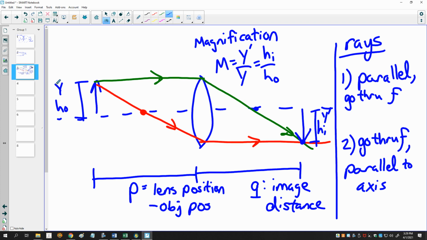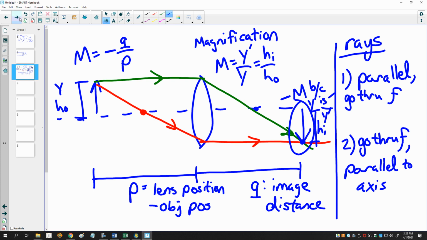You'll see for here, this HI is a negative value, so your convex lens, when you have an object outside of the focal point, has a negative magnification. So here, this image has a negative magnification because Y prime is also negative. So that gives you a negative magnification. Another way to calculate the magnification is to say that the magnification is equal to the negative of Q divided by P, where Q is our image distance and P is our object distance.